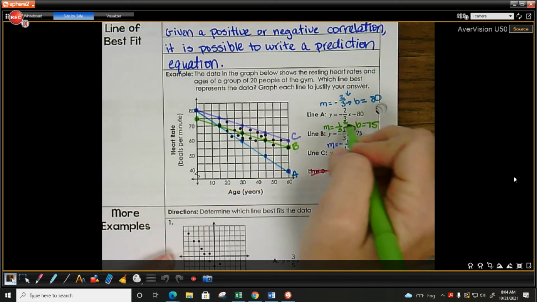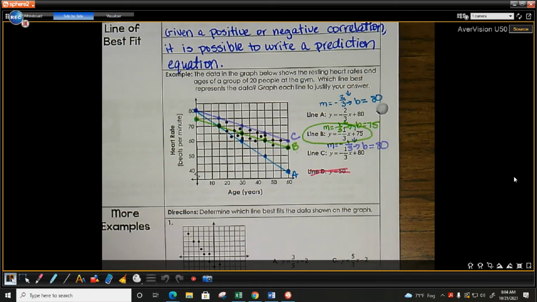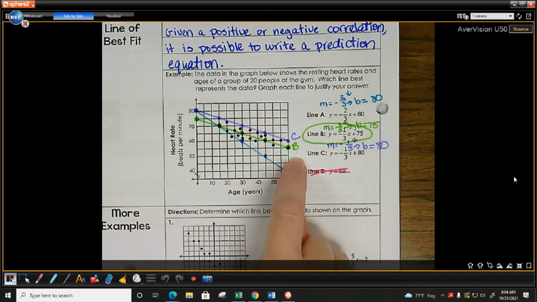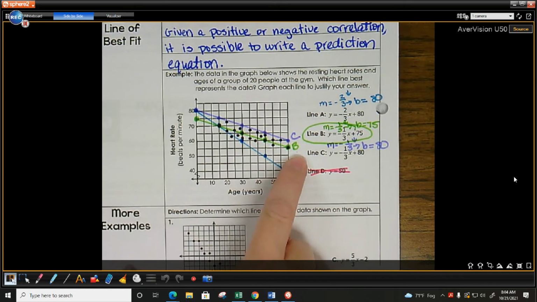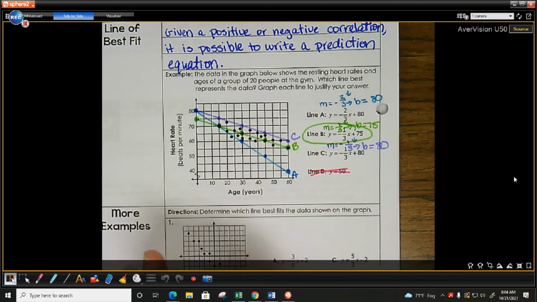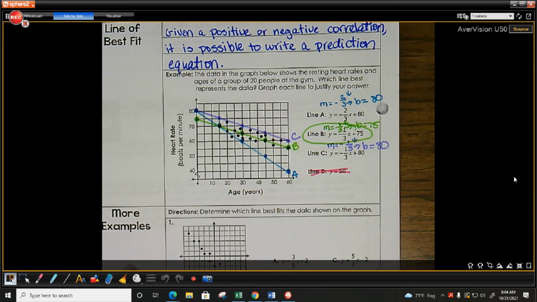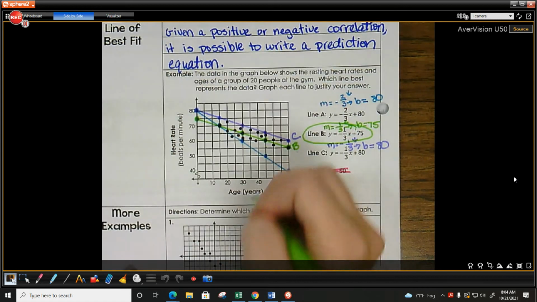Now, let's talk about if this is a strong positive, strong negative, weak positive, weak negative correlation. The line's going down, so it's negative. Are all of these points really close to that line? Are the points pretty close to the line, guys? Yes. So this would be an example of strong negative correlation.